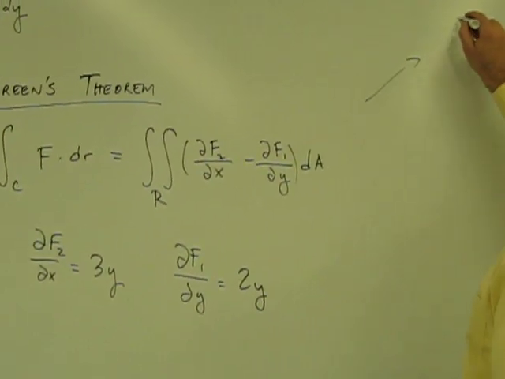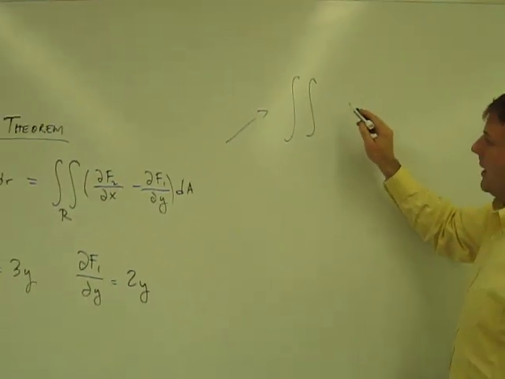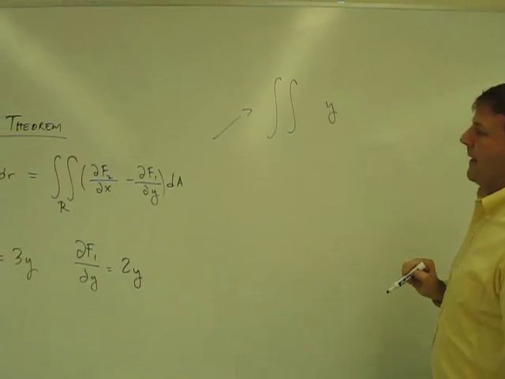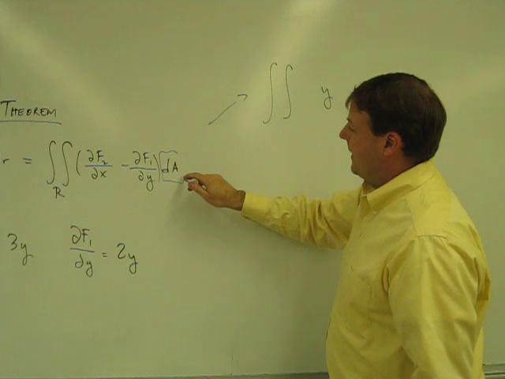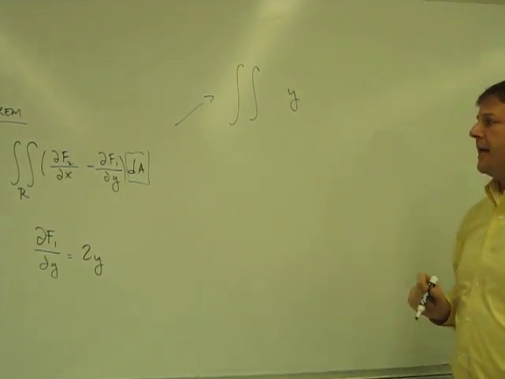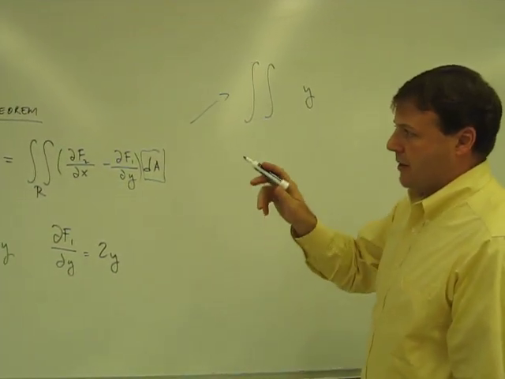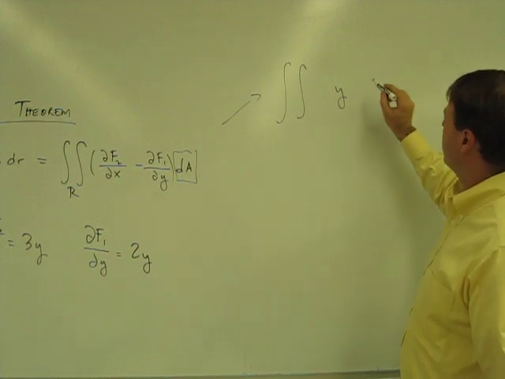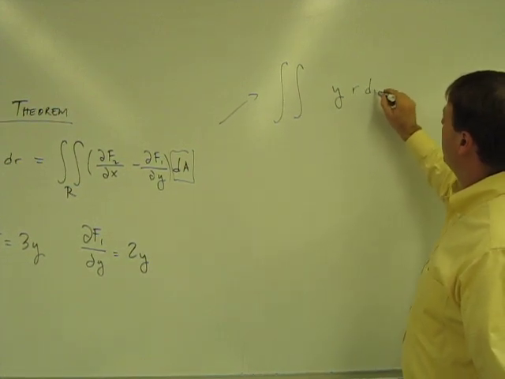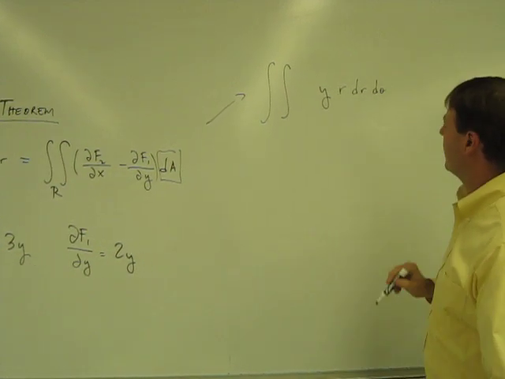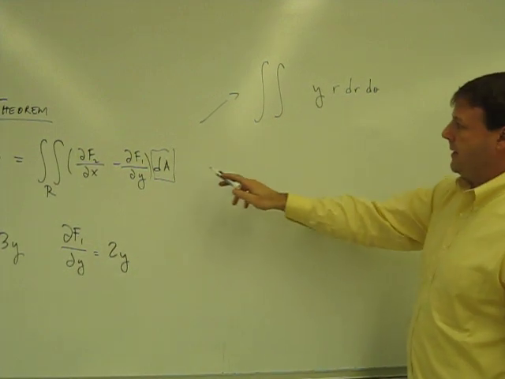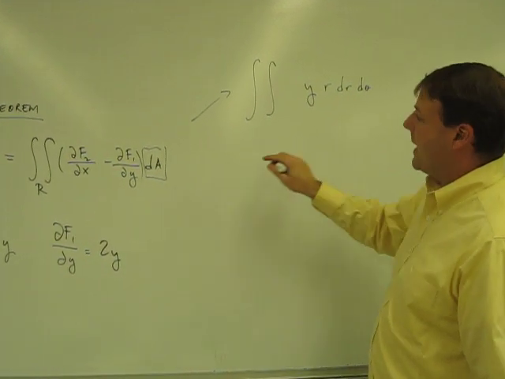Okay, so let's set that up. I have a y here. And then the dA, that's where I decide whether I'm going to do rectangular or polar. In this case, I'm going to use polar. So this dA is going to be r dr d theta. That's what just this dA represents. So I've got everything I need here.